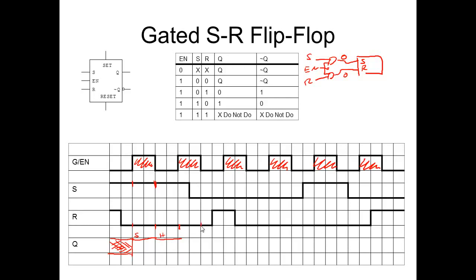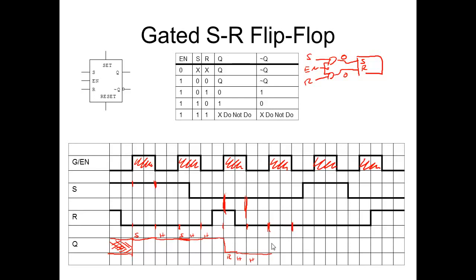From here to here, it's going to be high on set, low on reset, so we're going to set there. And we've got two lows, so it's going to hold right there. We're disabled right here, so we're going to hold. From here to here, we've got a high on reset, so we know that's going to reset. And then we've got two lows, which is going to hold. Holds right here for two blocks because we're disabled.